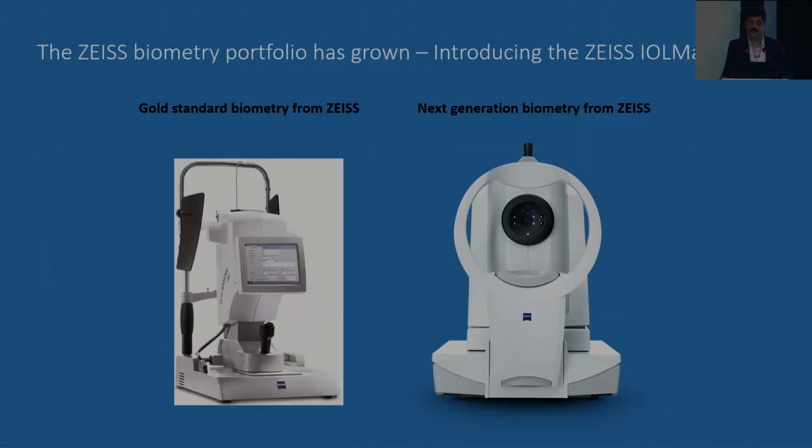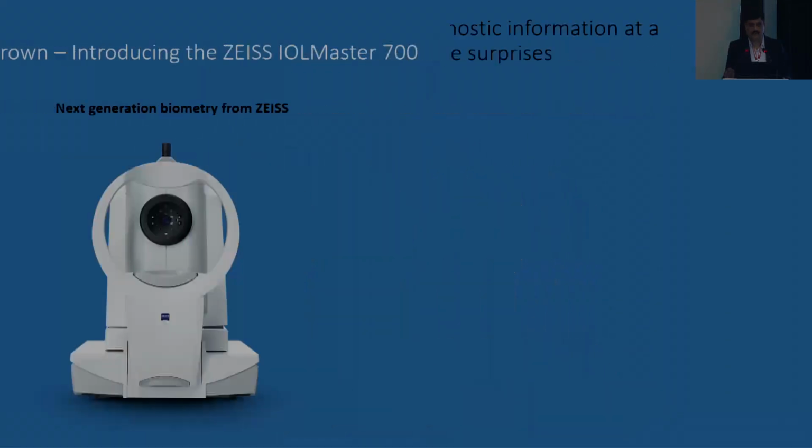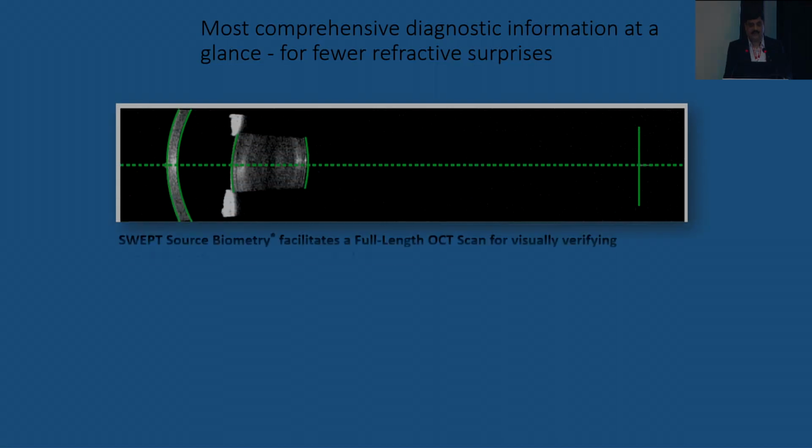Now we move on from ultrasound biometry to optical biometry. I don't have any financial interest in this product, which is the gold standard; I just wanted to discuss it with you. We started with the IOL Master 500, and now we are switching over to the IOL Master 700, which works on swept source OCT.